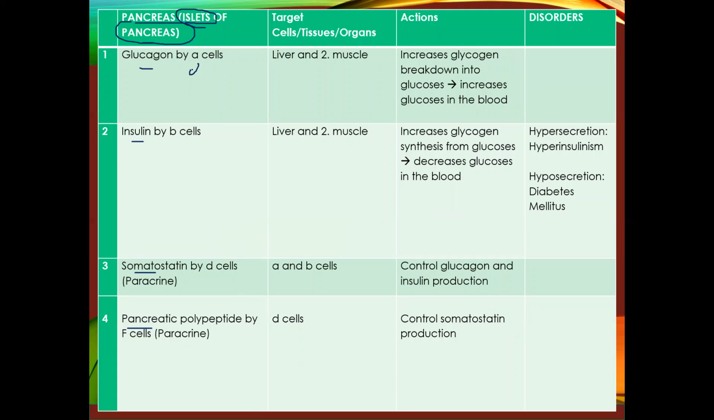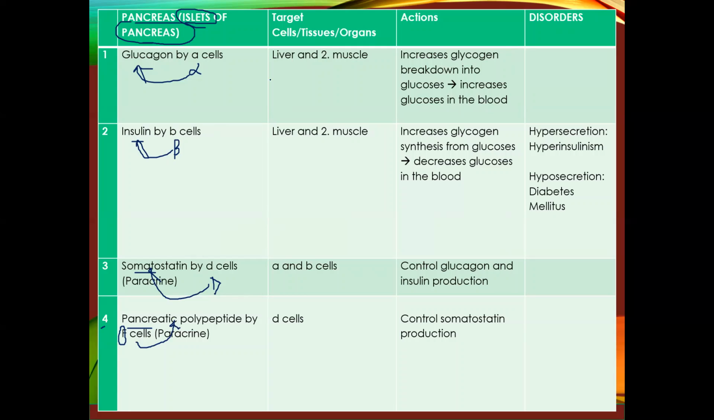The alpha cell, beta cell, delta cell, okay, and the F cell. Okay, there are four types of cells in the islet of the pancreas. The alpha cell is the one that produces glucagon. Beta cell produces insulin. Delta cell produces somatostatin. And the F cell produces the pancreatic polypeptide.